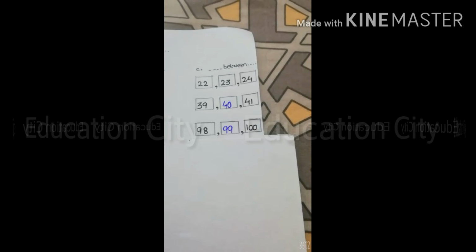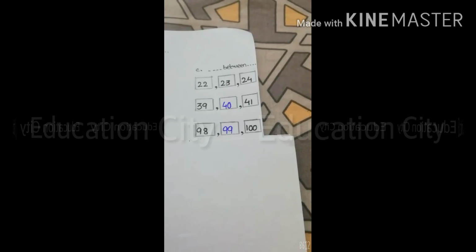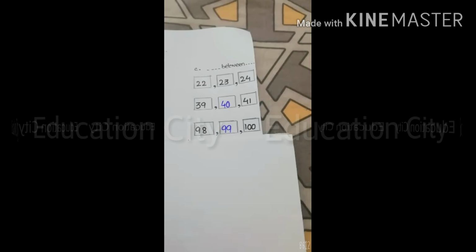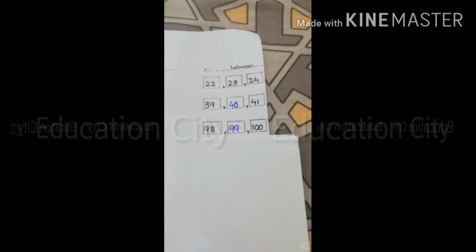98 is a before number and 100 is an after number. So, in between lies 99. So, 99 is a between number of 98 and 100. Okay? So, move to the next part.